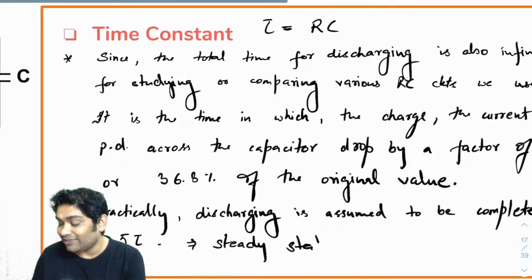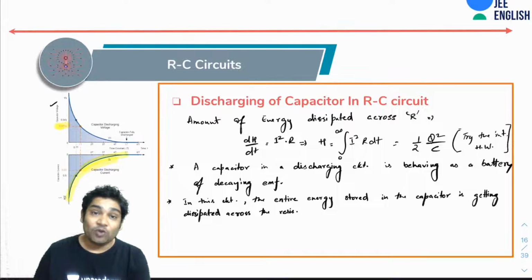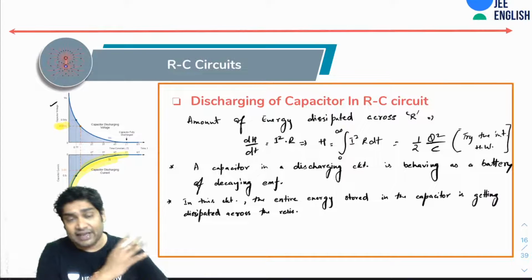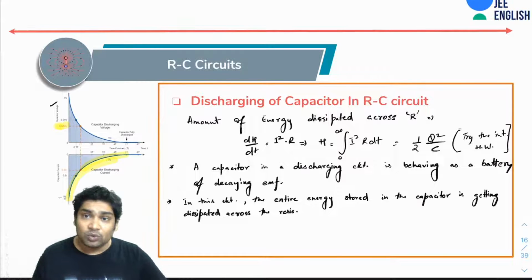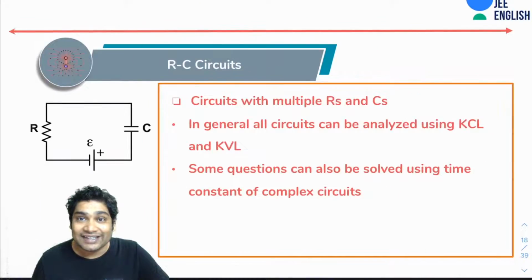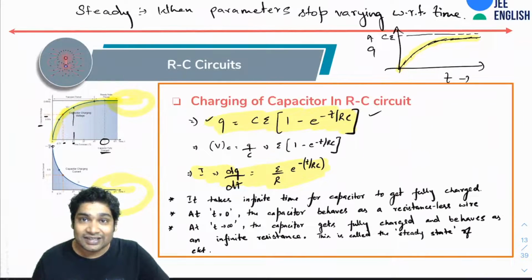Why? Because now things have stopped changing. Before this, everything will keep on changing. Your voltage, your current, your charge in the capacitor will keep on changing. After 5 time constants, everything becomes zero, and that is what you can say is the steady state of the circuit. So this is what is there about discharging and charging of the RC circuits.